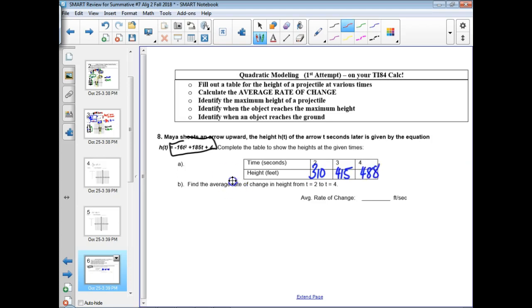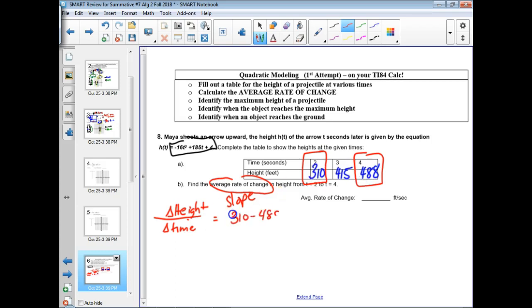It wants you to find the average rate of change, which is a fancy way of saying slope, from 2 seconds to 4 seconds. So you're going to take the information from 2 seconds and from 4 seconds, and you're going to find the average rate of change, which would be the change in the height divided by the change in the time. So the height went from 310 feet to 488 feet. So subtract those two, and then the time went from 2 seconds to 4 seconds. So after I calculate this on my calculator, and if you're doing it in one step, that's fine, but you're going to have to use parentheses like this, you're going to get 89 feet per second.